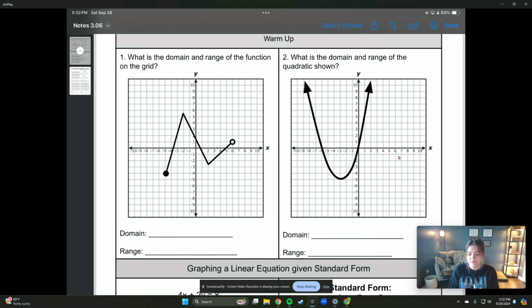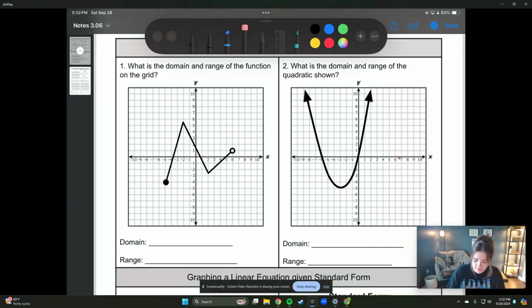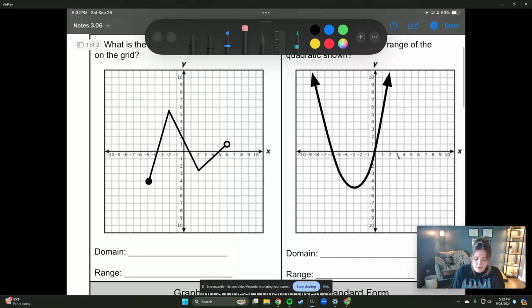So these first two are just a review of domain and range, but I do want to talk about number one because I know some of us are still a little confused on that, and that's totally okay, I understand. So take a look at number one. First, we're going to look at the domain.